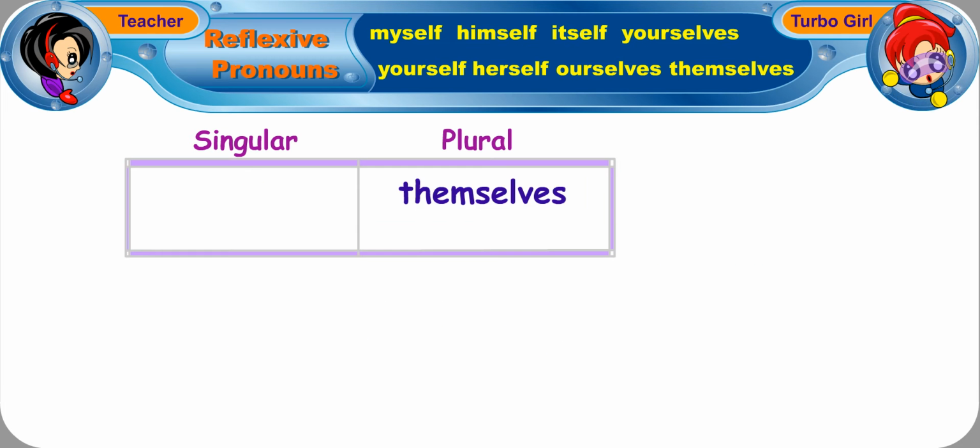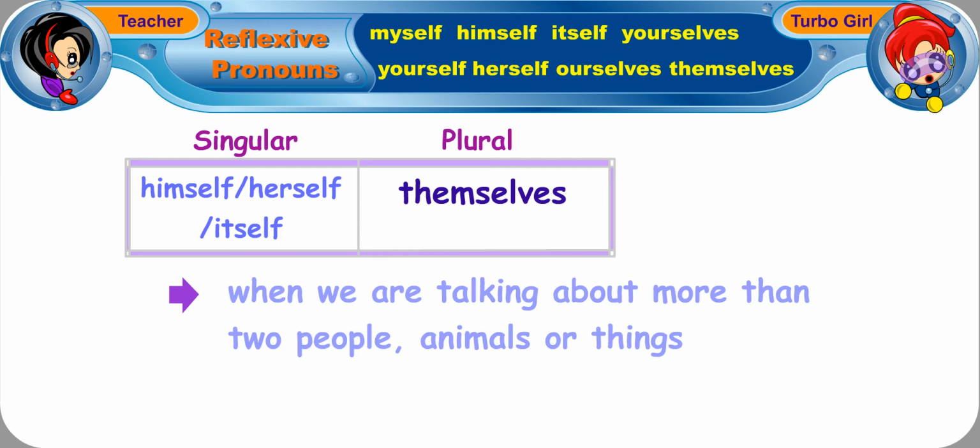Finally, themselves is the plural form of himself, herself, and itself. We use it when we are talking about more than two people, animals, or things.